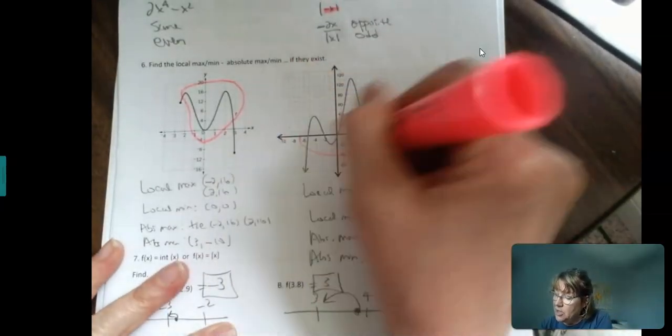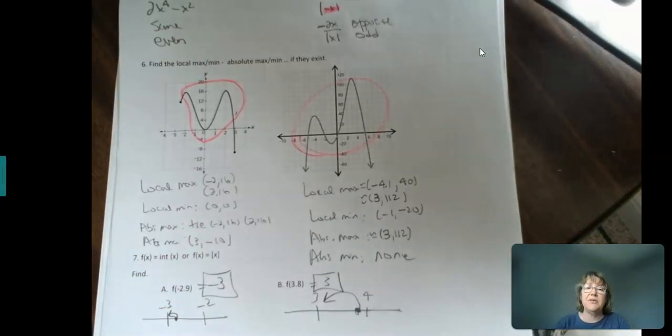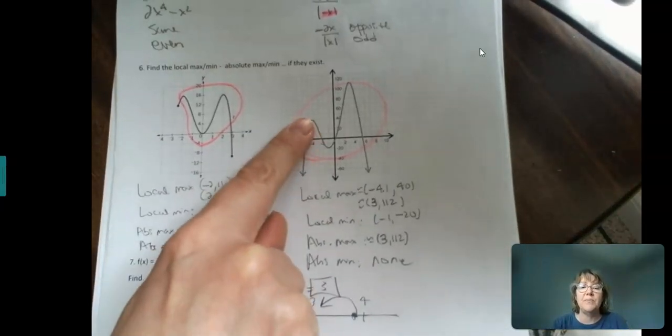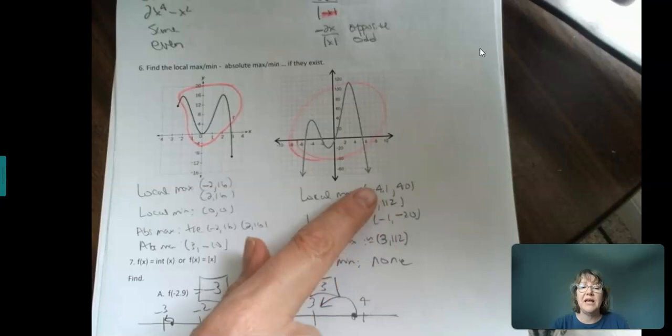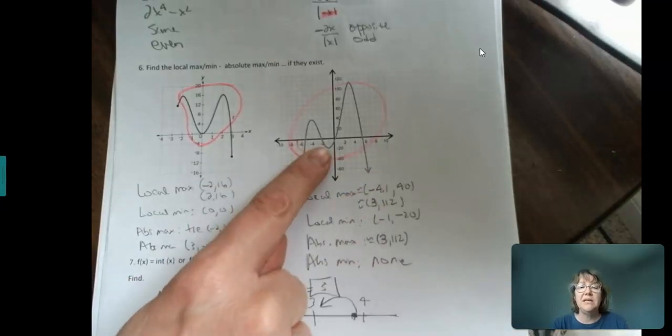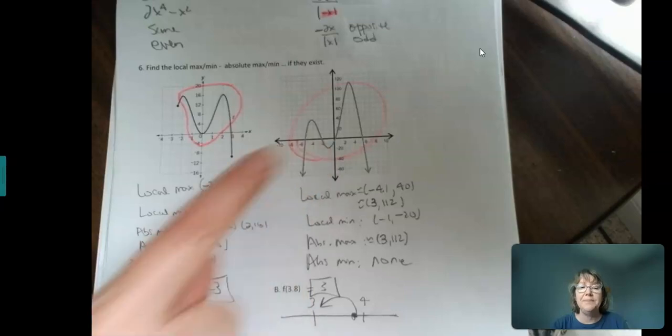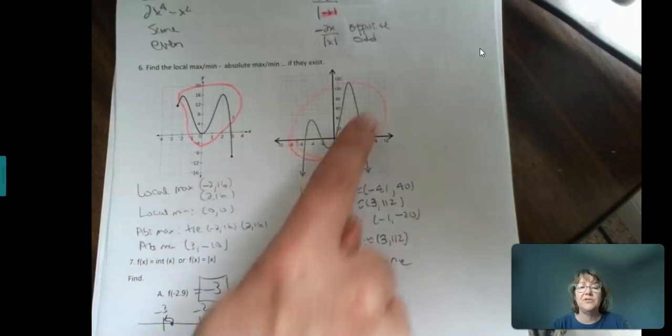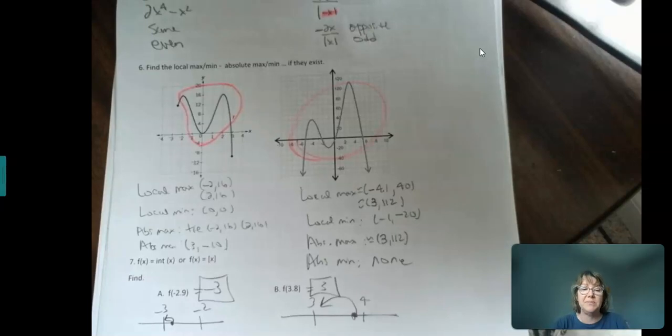Here, same thing. Locals have to be in the middle, can never be at the end. So it looks like they're local max there, local max there. Again, I had to estimate a little bit because it wasn't quite on the point. Min is there, local min, absolute min. There isn't an absolute max because it goes off to infinity, but this guy would be your absolute min.